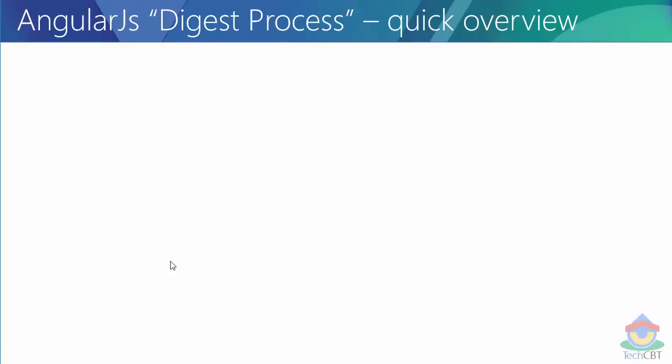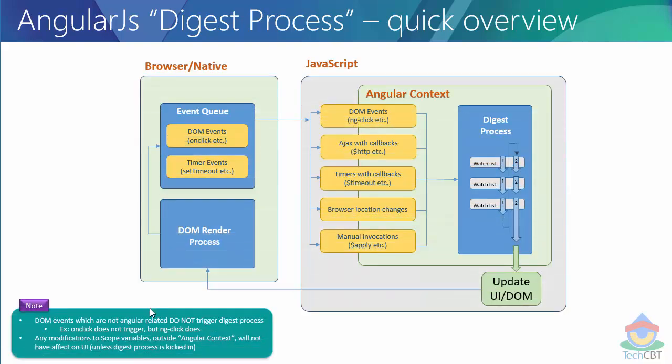I just wanted to give a quick overview of the digest process of AngularJS here. I grabbed this slide from my previous video, which gives us a complete overview of the Angular digest cycle. I'm not going to explain this whole diagram as it was already explained clearly in my previous video, but there are a couple of things we need to be aware of before trying to understand how $apply and $digest really work.